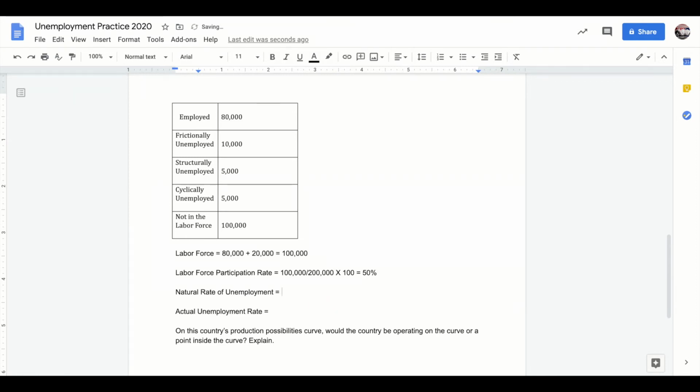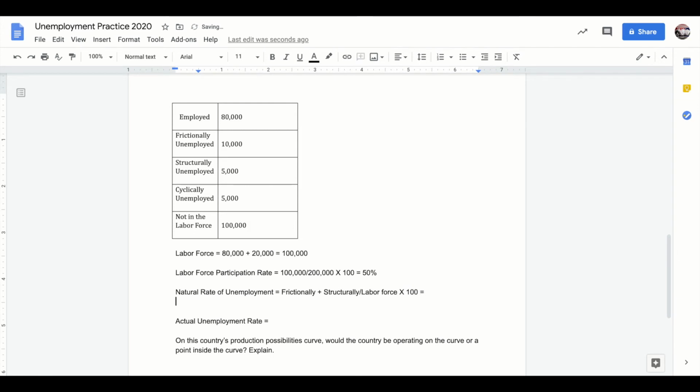Now we need to calculate our natural rate of unemployment. Our natural rate of unemployment is made up of people that are frictionally unemployed and structurally unemployed. So our natural rate of unemployment is frictionally plus structurally unemployed, divided by labor force, times 100. I hit something by accident.